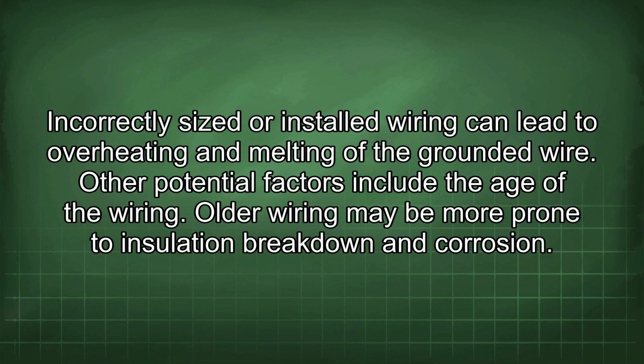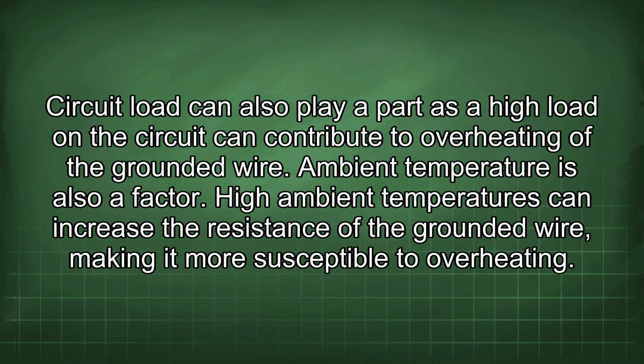Other potential factors include the age of the wiring. Older wiring may be more prone to insulation breakdown and corrosion. Circuit load can also play a part, as a high load on the circuit can contribute to overheating of the grounded wire. Ambient temperature is also a factor. High ambient temperatures can increase the resistance of the grounded wire, making it more susceptible to overheating.